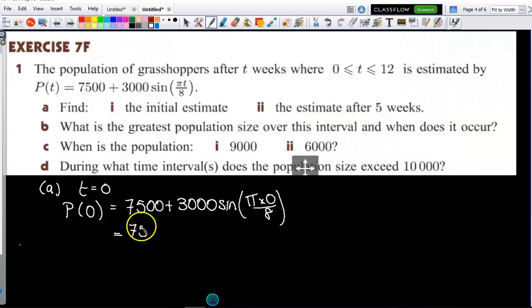Beautiful. And I hope some of you are going, oh yeah, of course. Because what 0 times anything is? 0. What's sine of 0? 0. Of course it's that. What's our units? Grasshoppers.